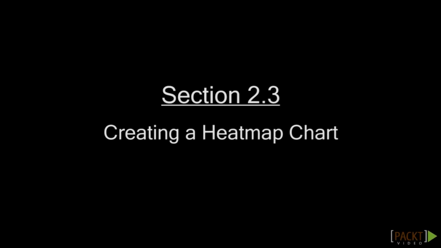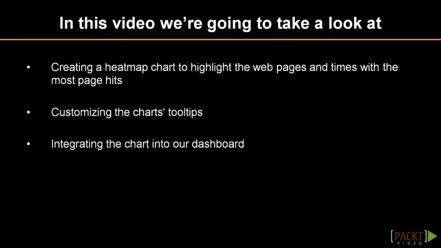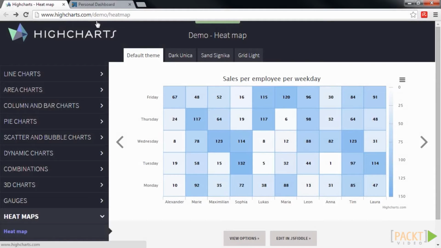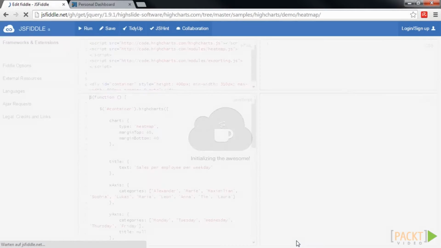This video is all about creating a so-called heat map chart. We're going to design a heat map chart to highlight the web pages and the times these pages have had the most hits. After that, we're going to get a feel for what we can do to tweak the tooltips a little, and finally integrate the chart into our dashboard. Let's start off with a heat map example on highcharts.com/demo and go to JSFiddle from here.